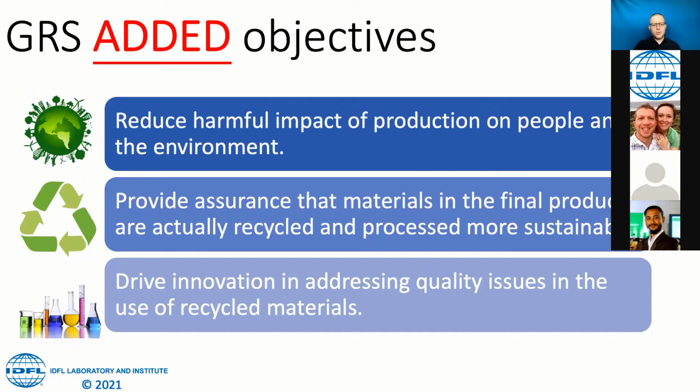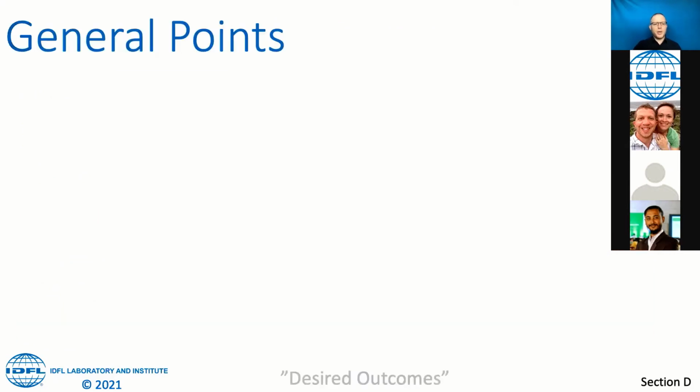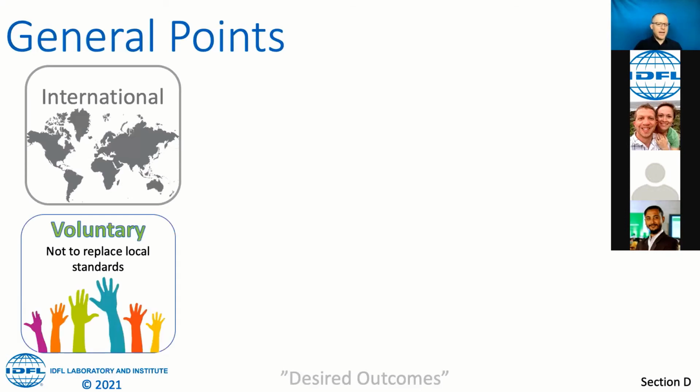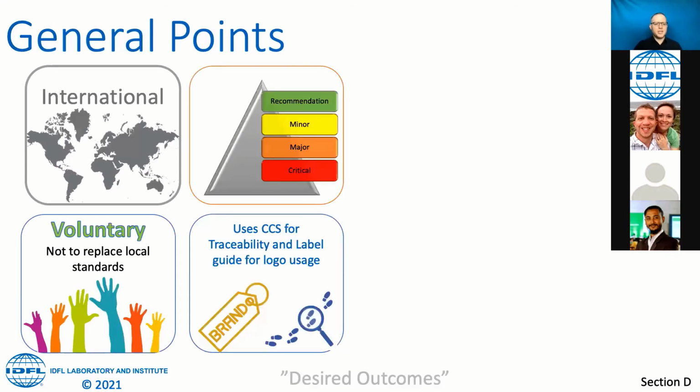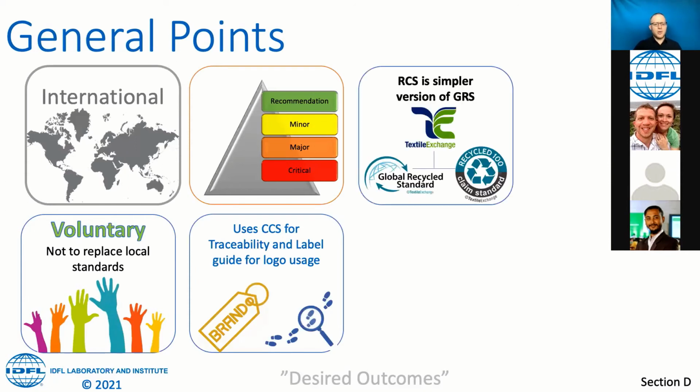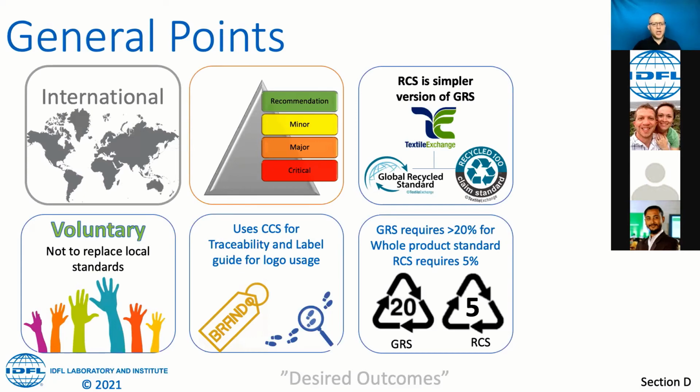Similar to many of the other standards, there are also a lot of different general points that are acceptable. It's international, it's voluntary. There are different types of compliance issues associated with that. There's the CCS and also the logo usage overview. There's a lot of similarities between the GRS and the RCS, as I just explained. The GRS requires greater than 20%, where it is the whole product standard, and the RCS requires greater than 5%.